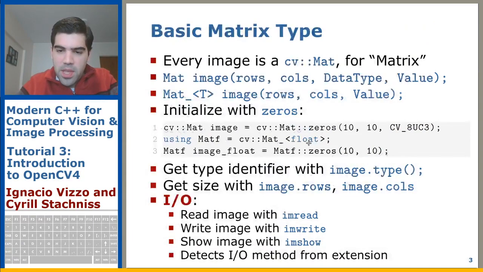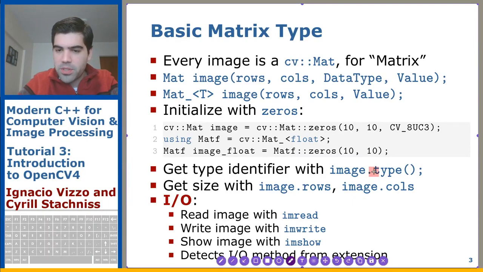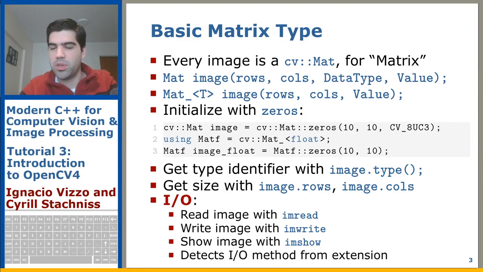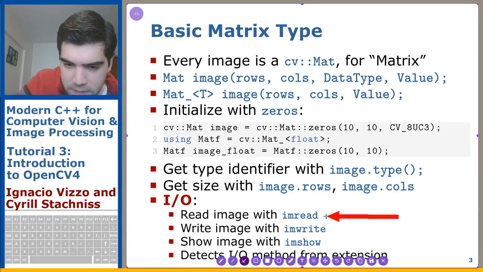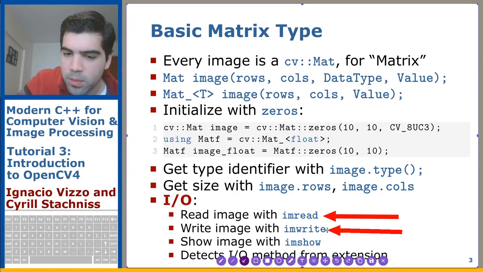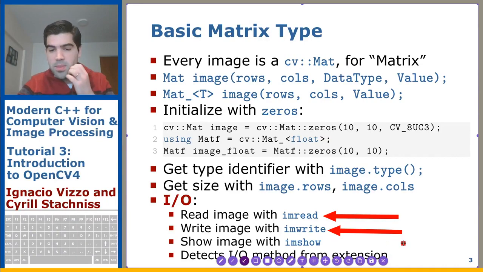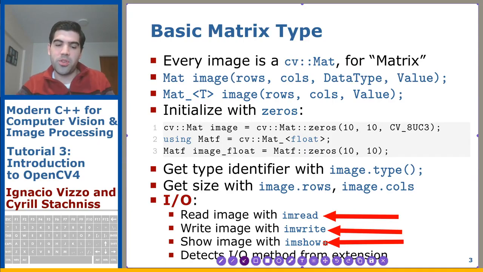If you want to get the type of the image, you can use this member function called type. Also, you can get the size with rows and columns, and there are many other methods for the class. From an input-output perspective, you will be using 3 methods. There is imread, to read an image from the file system. Then you have imwrite, that will write an image to the file system, and imshow is a function to show you the image on the screen.